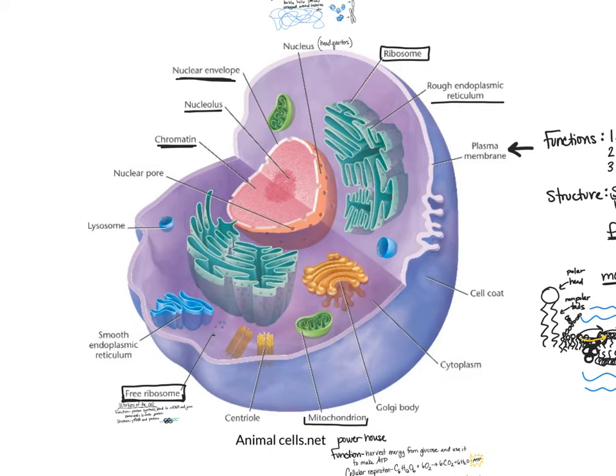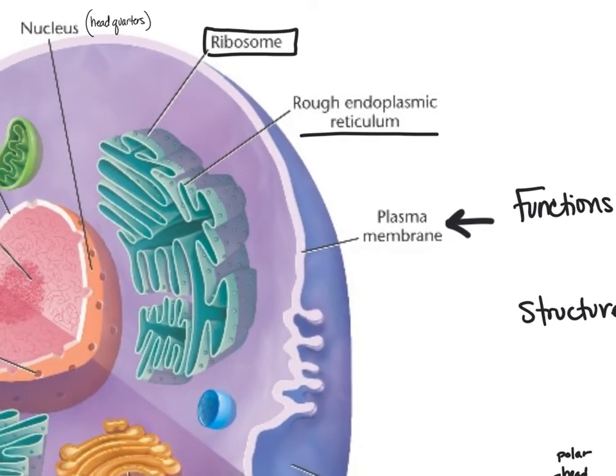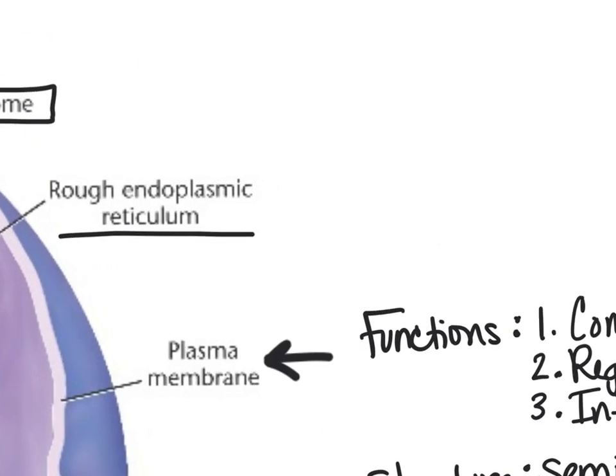So the next one that we'll talk about is the rough endoplasmic reticulum. We see that the ribosomes are on the rough endoplasmic reticulum, which is kind of this folded plasma membrane. So we'll zoom in here and talk about it. We actually have 2 different endoplasmic reticulums: the rough endoplasmic reticulum and the smooth endoplasmic reticulum. First, we'll talk about the rough. The rough endoplasmic reticulum is seen as a factory.